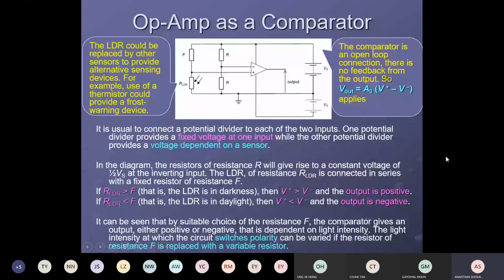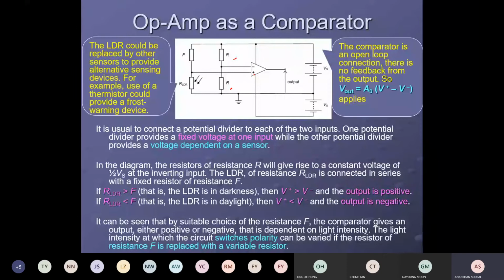Okay, so this is all about the circuit. The LDR could be replaced by other sensors, alternative sensing devices. But currently we use the LDR because we want to go for a street light. It is usual to connect a potential divider to each of the two inputs. One potential divider provides a fixed voltage at one input. Normally the negative we fix by having a fixed resistance. We don't want the negative to change. The positive will be left with the sensor. So the sensor can change one of the inputs, most probably the positive.